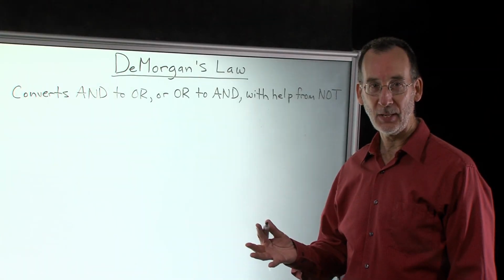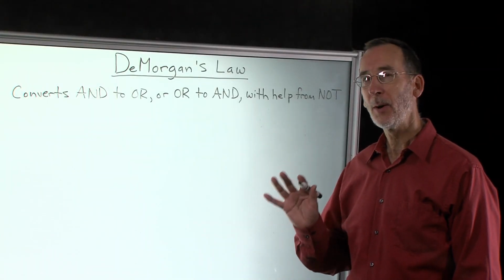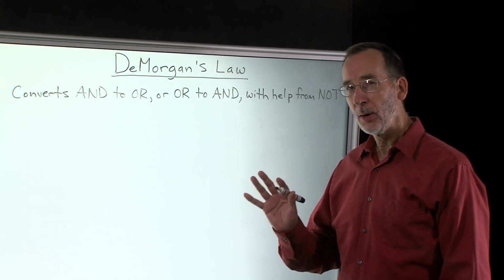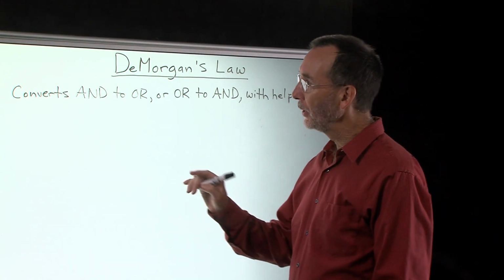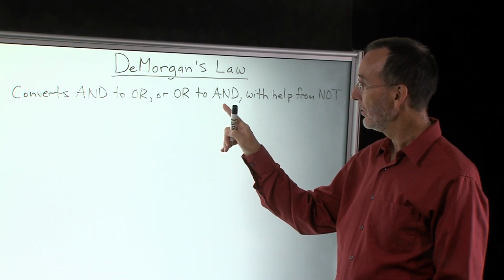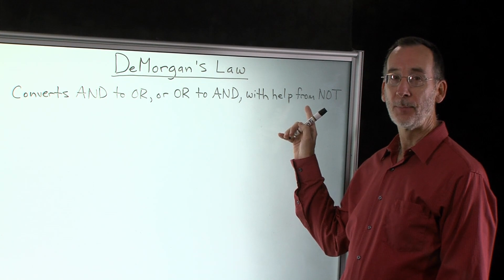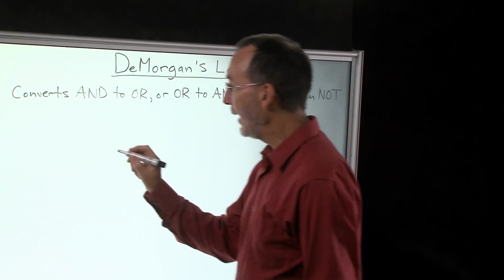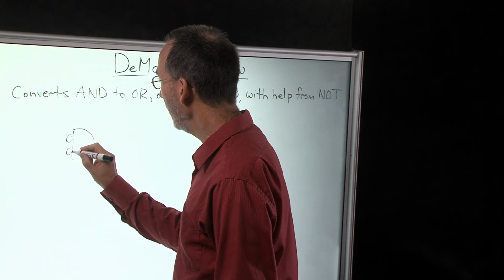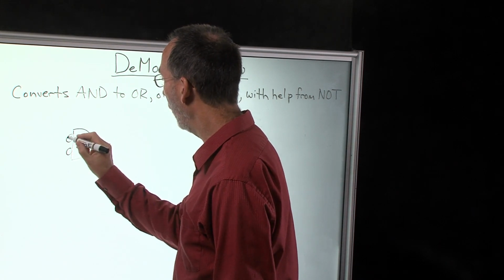Now that we've seen basic logic gates, let's talk about a very important property called De Morgan's law. What De Morgan's law allows us to do is to convert from AND to OR and from OR to AND, with some help from NOT. Let's look at an AND gate where we invert the inputs and the output.